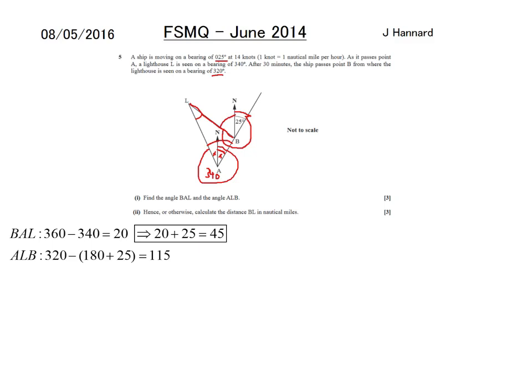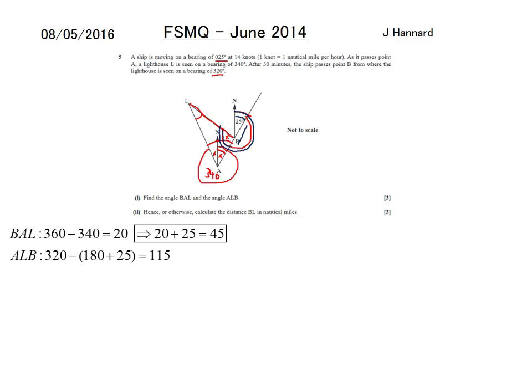No, sorry, not that angle there. I don't know what I'm talking about here, do I? Let's get rid of that. The angle here, I'm going to call X. Might do this in a different colour actually. We'll do it in blue. So this angle here is going to be 180, which is this here, and the 25, which is this here, added together and taken off the 320, which is the whole thing, all the way around here.